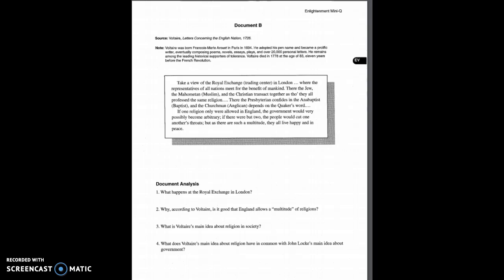So when there's just one accepted religion, the government could be tyrannical, could be a tyrant. When there's two, the country could necessarily separate, an us against them kind of mentality. But when there's a multitude, there are many religions, people tend to relax and just kind of do their own thing. Number 3, really the heart of the document and our focus question. What was Voltaire's main idea about religion and society? Definitely, exclamation point here, Voltaire believes that governments should promote tolerance and acceptance of different religions.